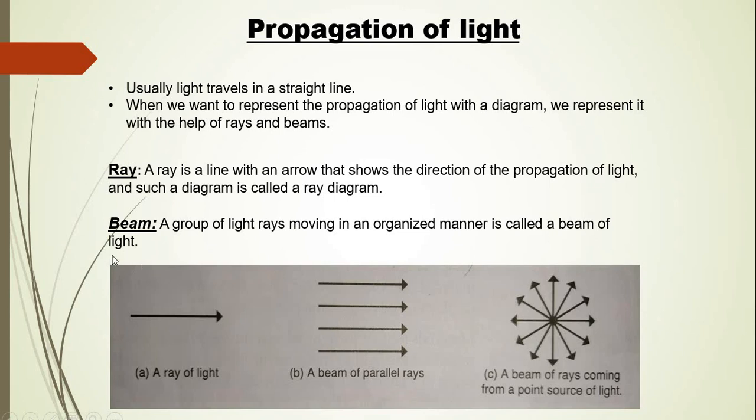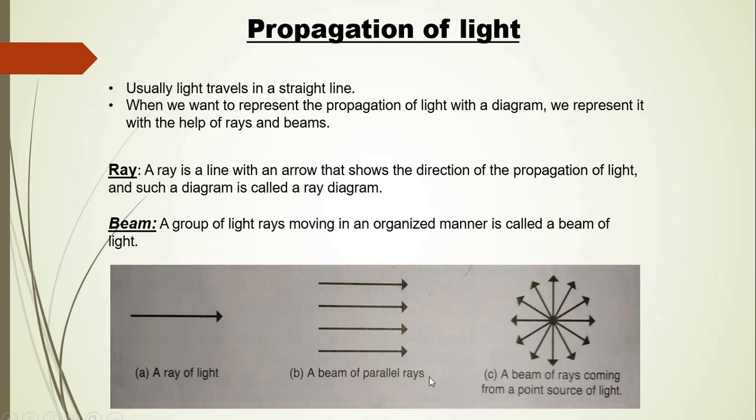Now coming to the beam. A group of light rays moving in an organized manner is called a beam of light. So what is a beam of light? A beam of light means a group of light rays moving in a particular path in an organized way. As you can see here, a beam of parallel rays is moving in an organized, parallel way, and this collection of light rays moving in an organized manner is called a beam of light.